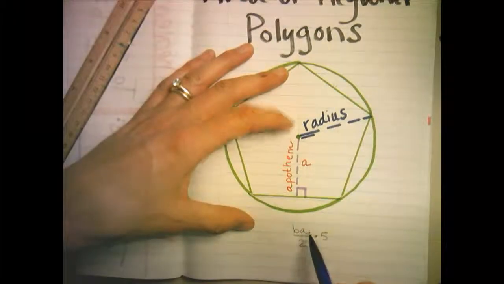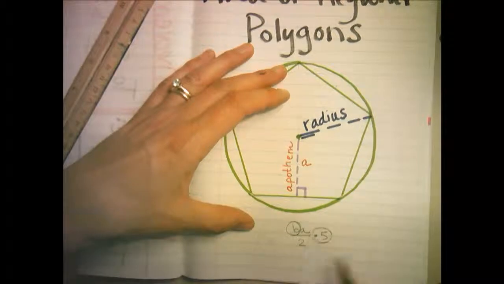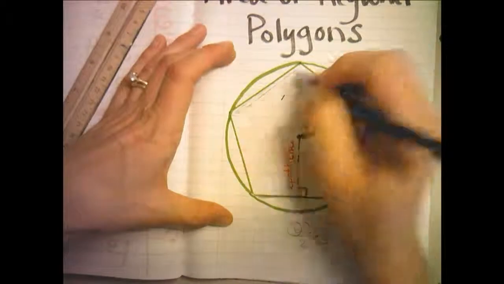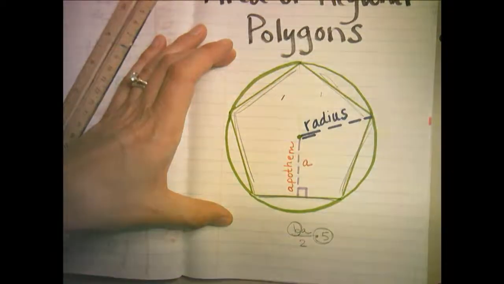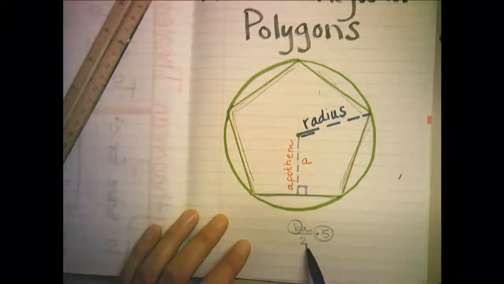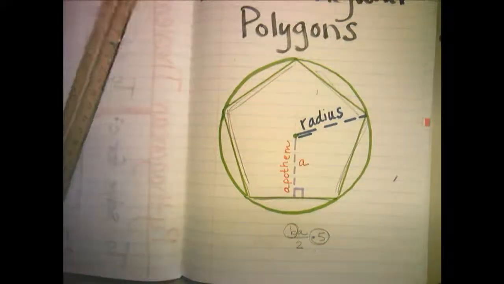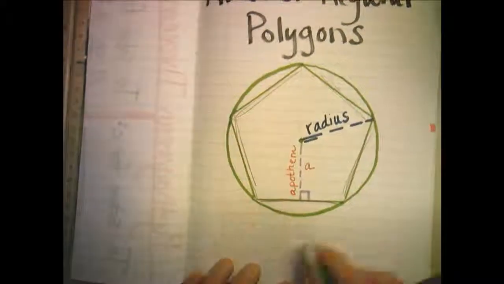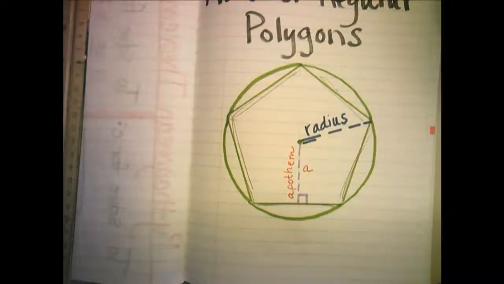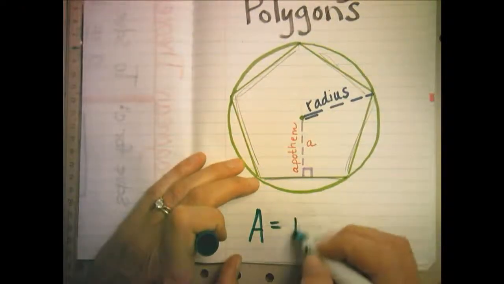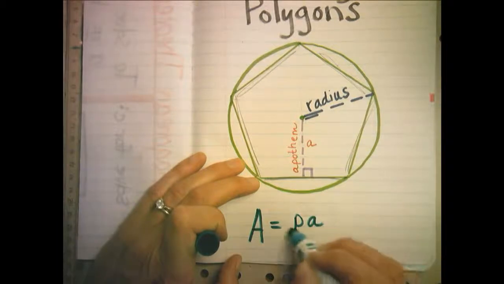If we take this base times 5, that's this plus this plus this plus this plus this. What is another word for that? Perimeter. Yeah, good job. Do you see how 5 bases make up the perimeter of my particular shape? So we can make this formula work for any polygon, no matter how many sides it has, by saying the area is equal to the perimeter times the apothem divided by 2.